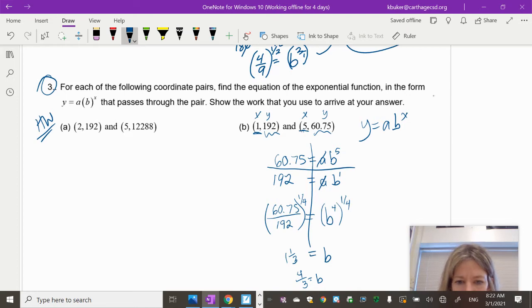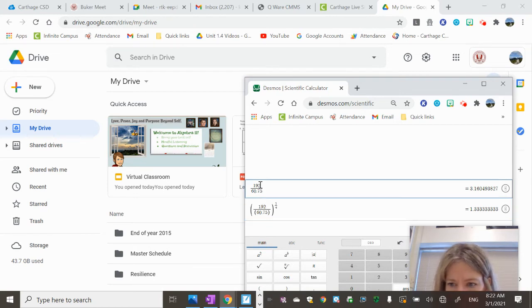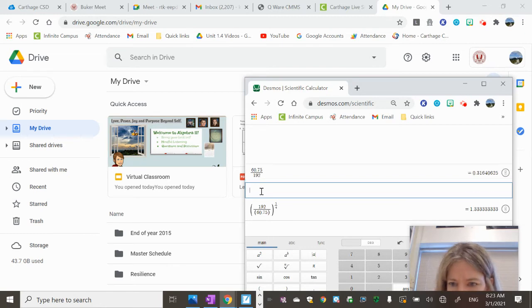Oh, I think when I put it in the calculator, I put it in the opposite way. I did. Okay, so I'm just going to change this to the reciprocal. I could just take it to the -1 power. 60.75 divided by 192. All right, so that gives me that number.